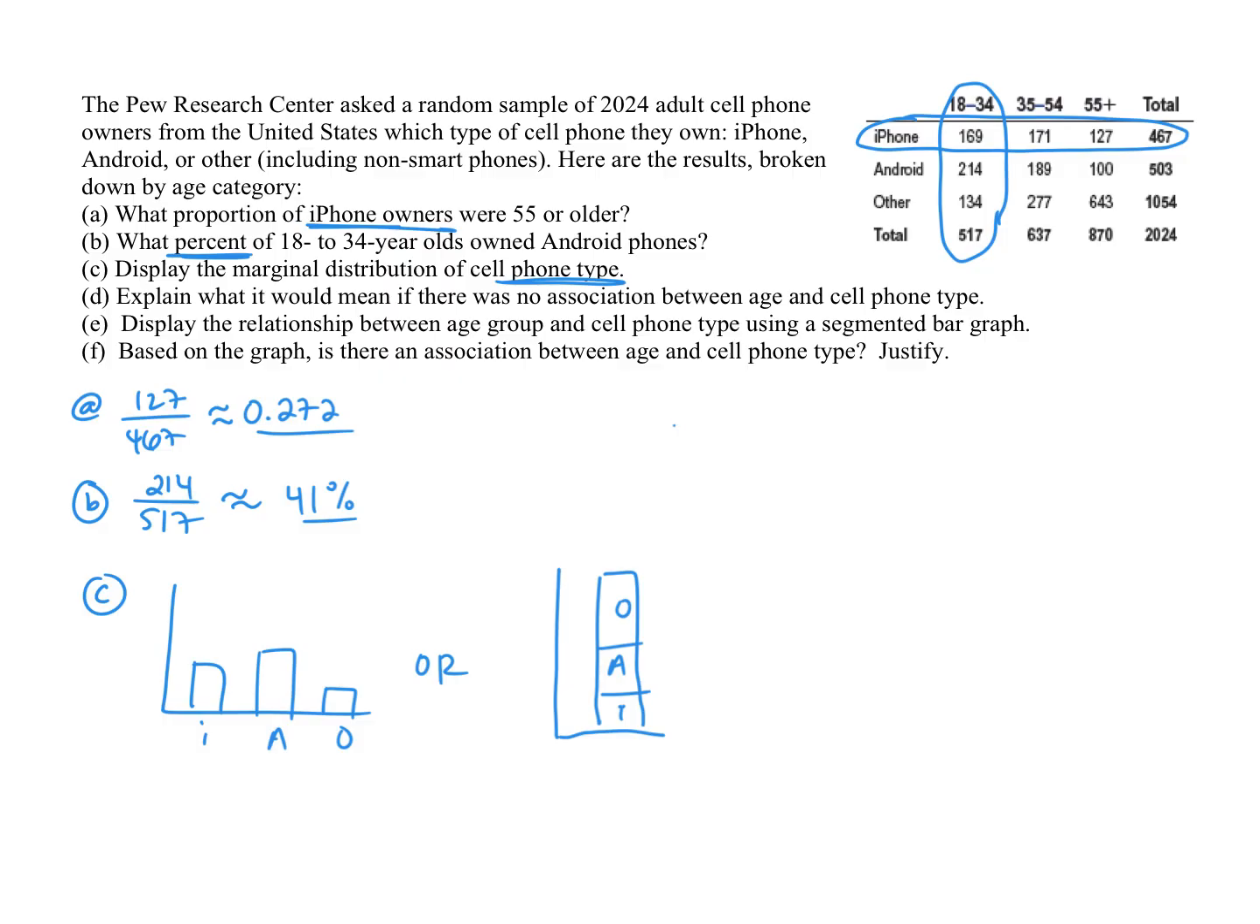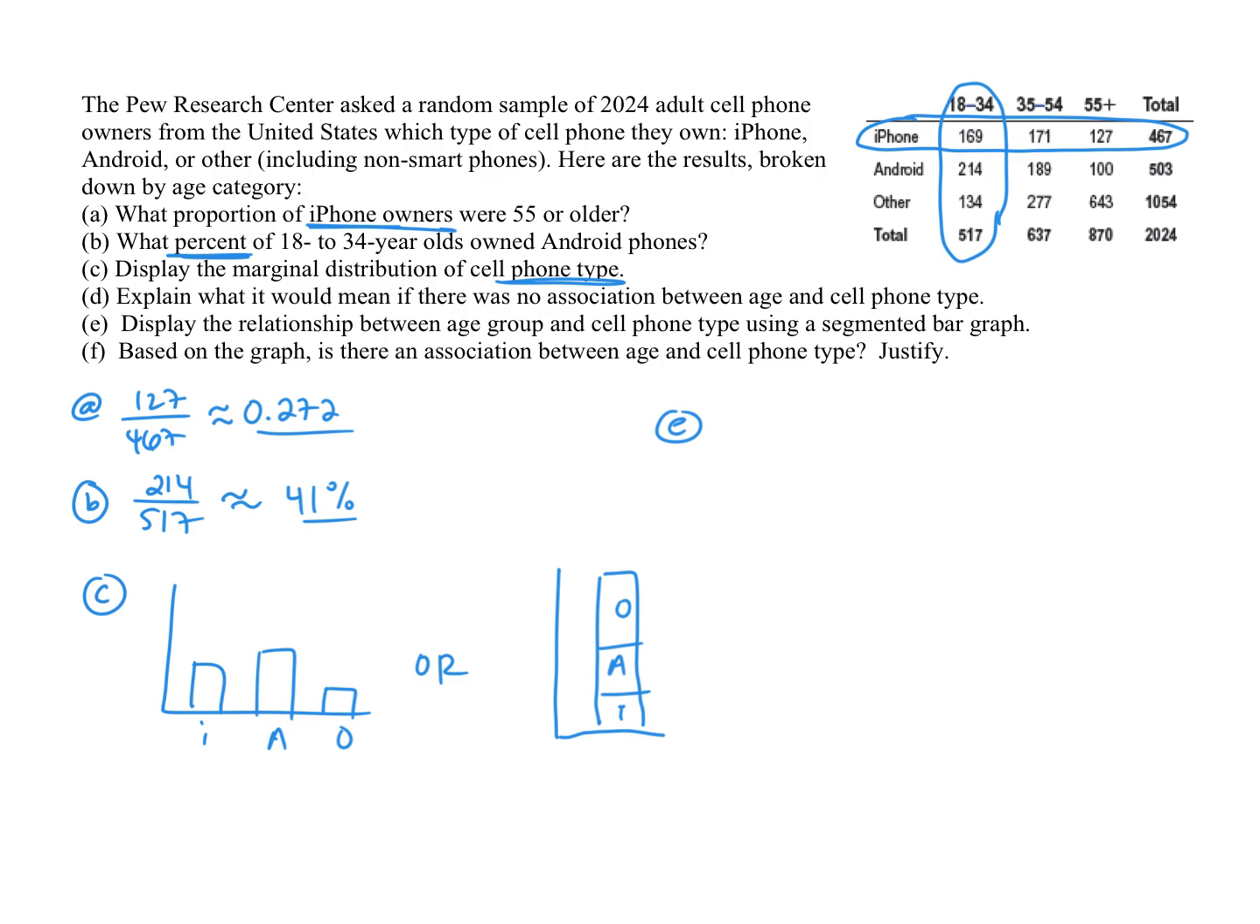What you are going to do with the person next to you over the next 5 or 6 minutes when I'm done talking is you're going to do part E. Display the relationship between age group and cell phone type. Age group and cell phone type. That is going to be like the last example we did, where it's going to be a segmented bar chart, one for each group. I want us to do it the same way, though.